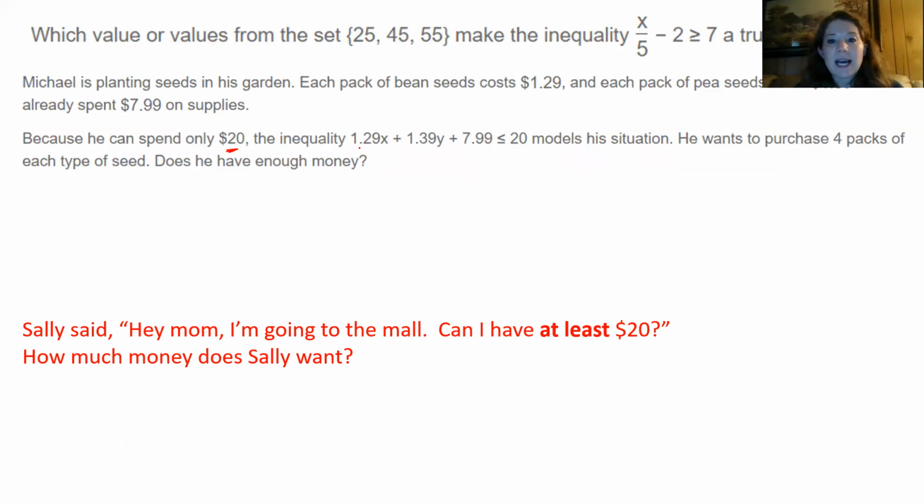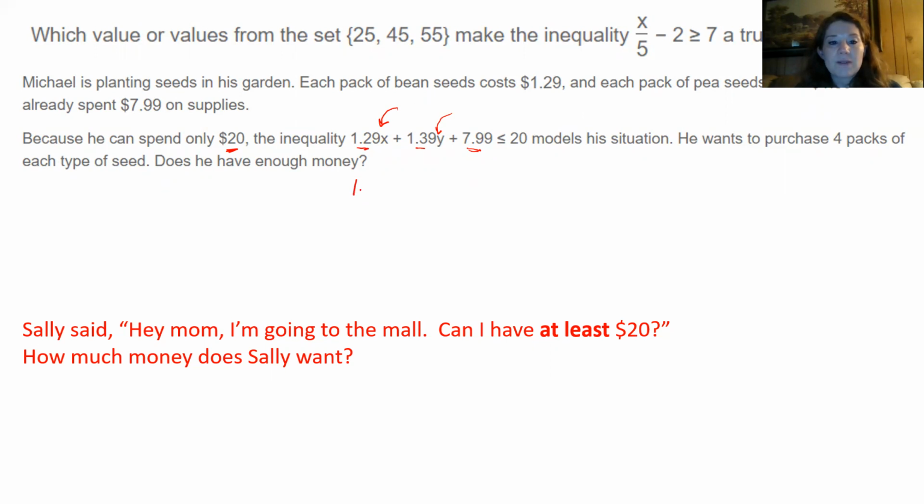the inequality: $1.29 times the number of bean seeds, so however many bean seeds we buy times $1.29, plus the cost of pea seeds, so $1.39 times the number of pea seeds that are bought, plus he's already spent $7.99, must be less than or equal to 20. He wants to purchase 4 packs of each type of seed. Does he have enough money?